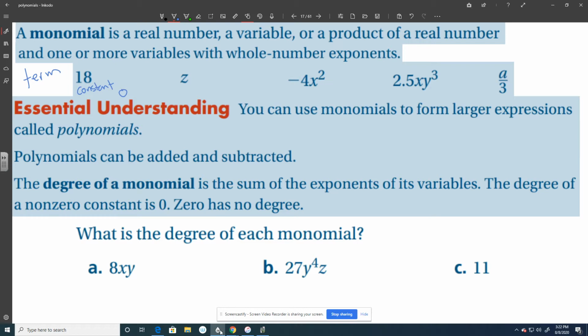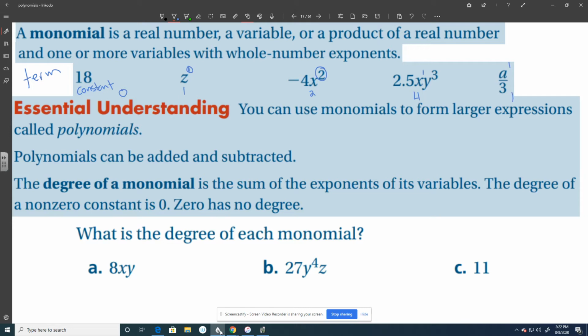Z is a variable, and even though you don't see it, there's a 1 right here. So Z has a degree of 1 because of that exponent. This term, negative 4x squared, negative 4, we don't count. There's no exponent associated with it. And x squared has a power 2, so that would have 2 degrees. 2.5xy cubed can be a little bit confusing because nothing's with the 2.5. The x actually has a 1 right here, and the y has 3. So 1 and 3, when you combine those together, it has a degree of 4, and a to the first power has a degree 1.